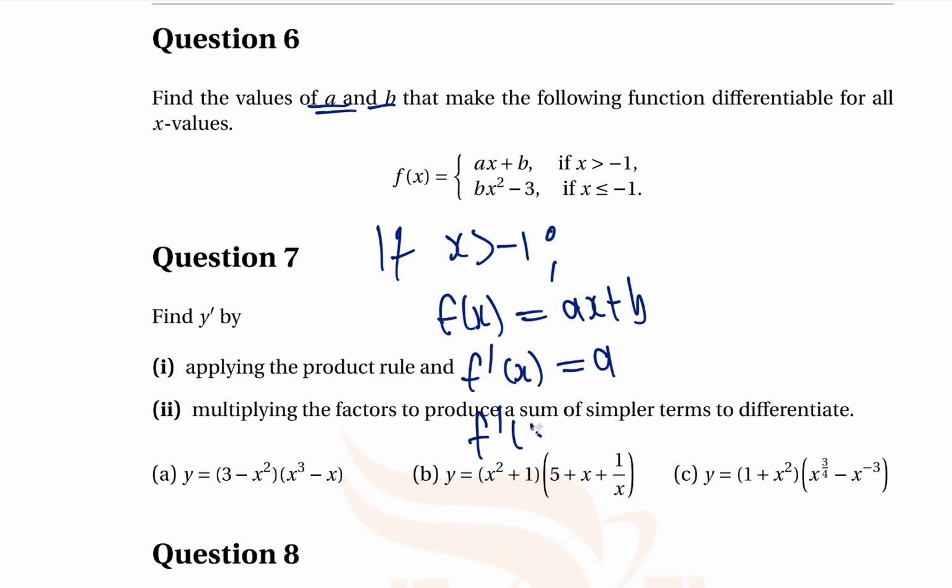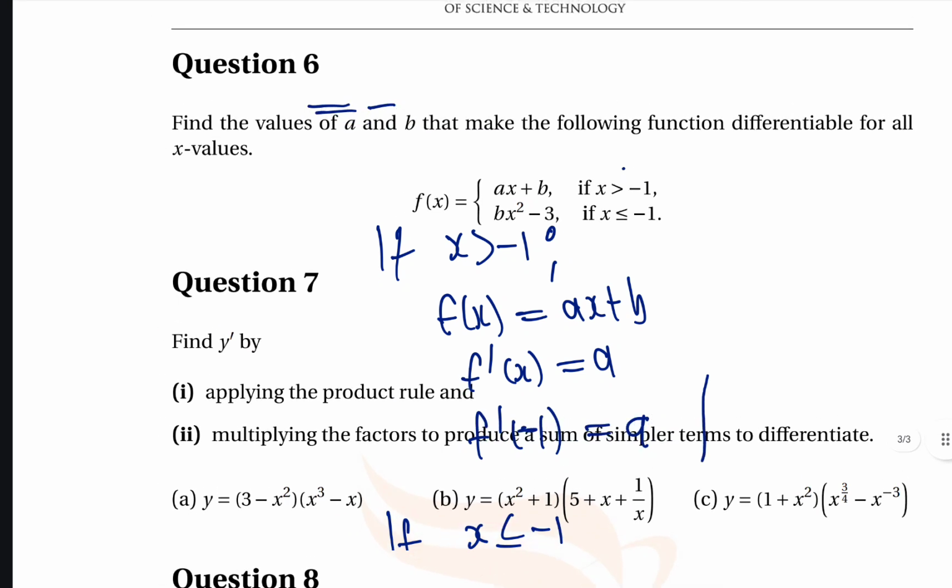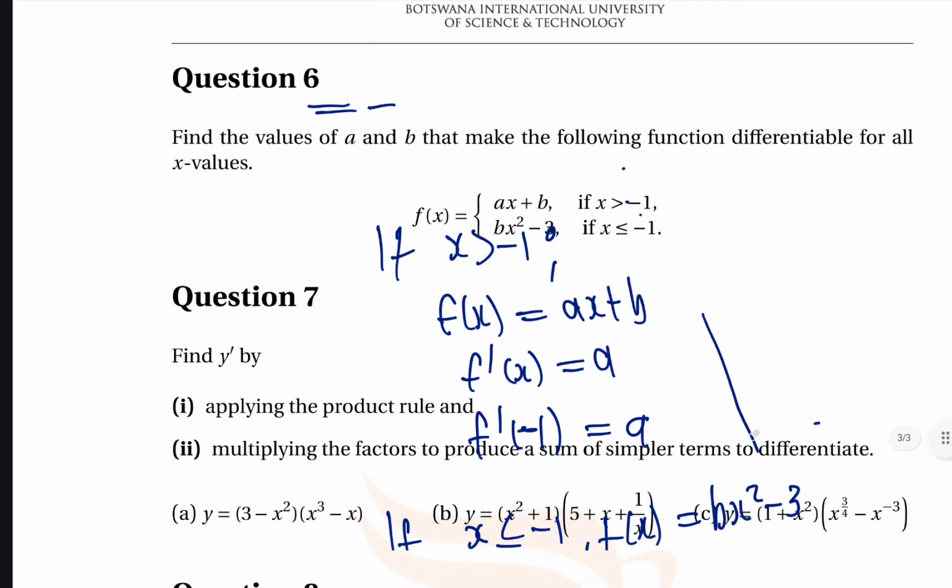Now, what is f prime of negative 1? Remember, that's the point we are at now. F prime of negative 1 means we're putting negative 1 wherever there is x, but there is no x here, so it still just comes back as an a. So now you skip lines and say, if x is less than or equal to minus 1, you have your f of x being bx squared minus 3. Then you have your f prime of x. Once you have your f prime of x, you have f prime of minus 1.